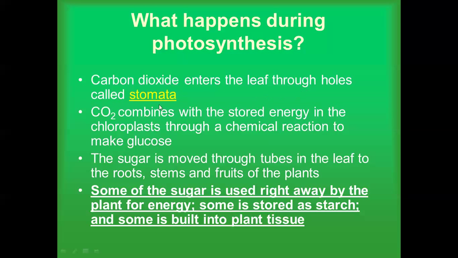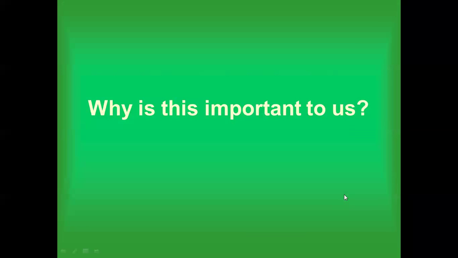Carbon dioxide enters the leaf through holes, which are called the stomata, okay? Some of the sugar is used, so this is kind of one of the main points, right? So some of the sugar is used right away by the plant for energy, but some is stored as starch, okay? Starch is important. Things like potatoes have a lot of starch in them, okay? And some is built into plant tissue. So some of that sugar is made into something else, okay?